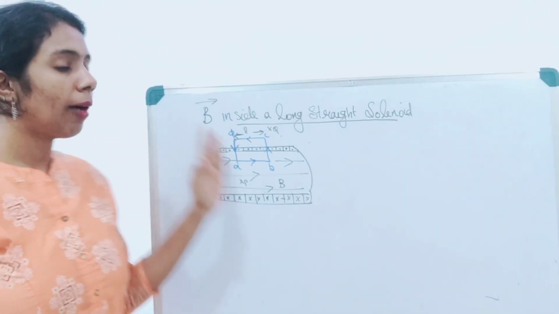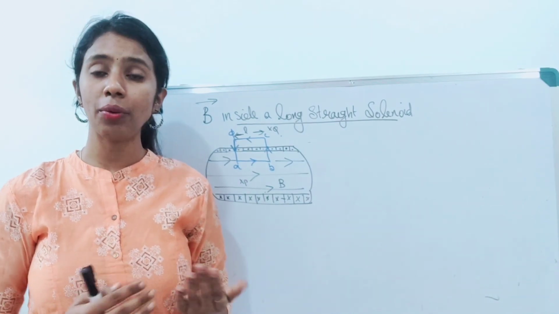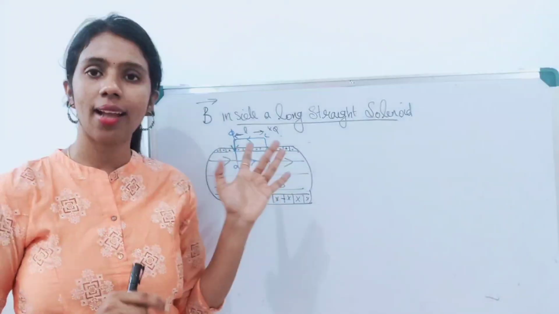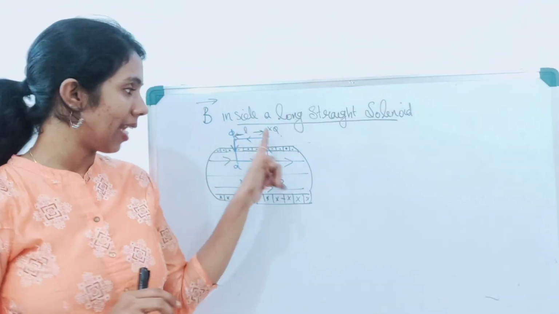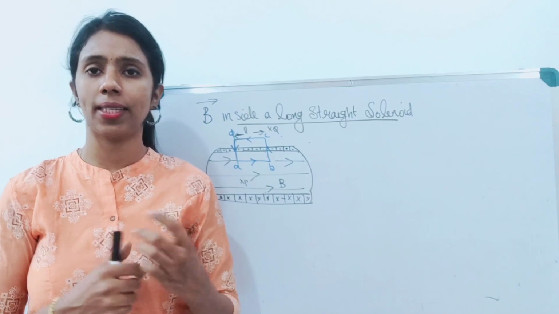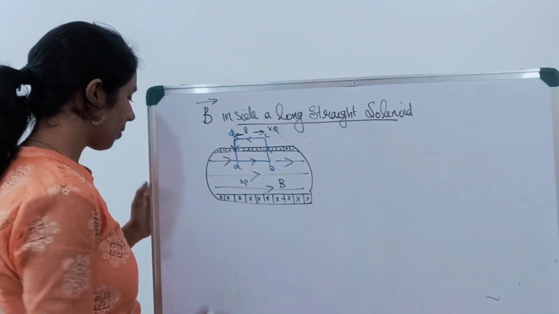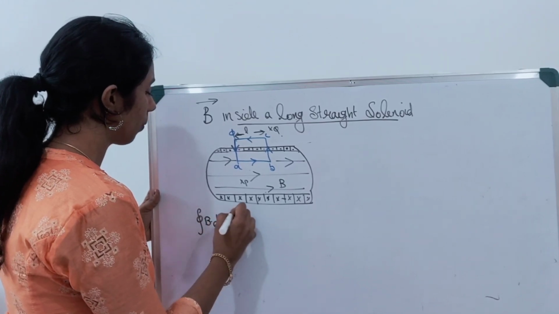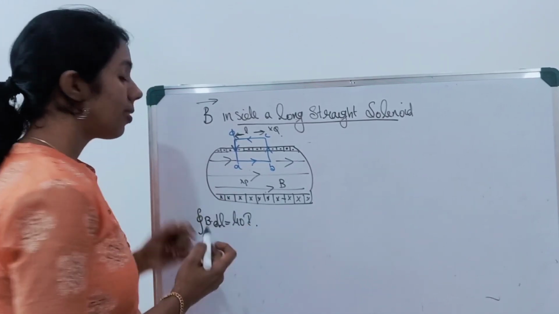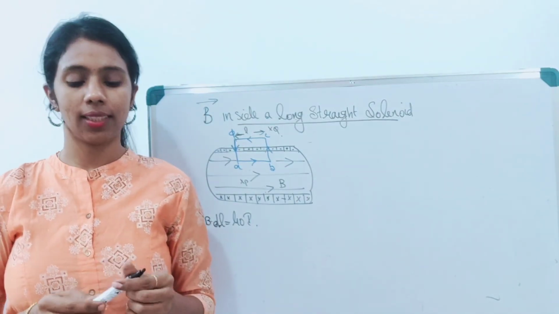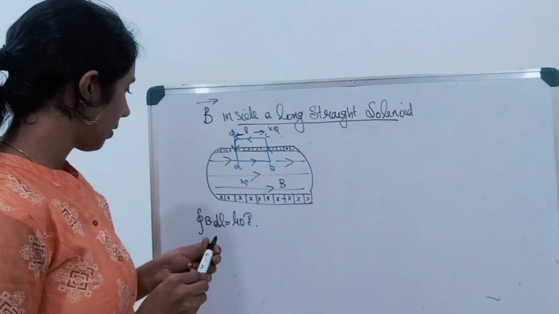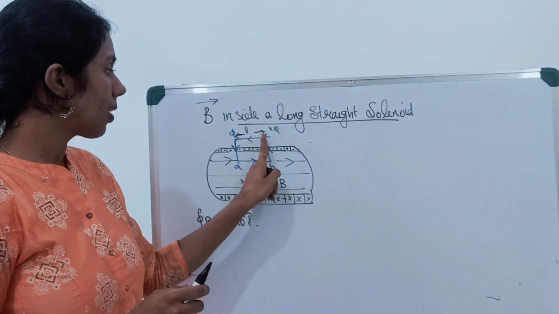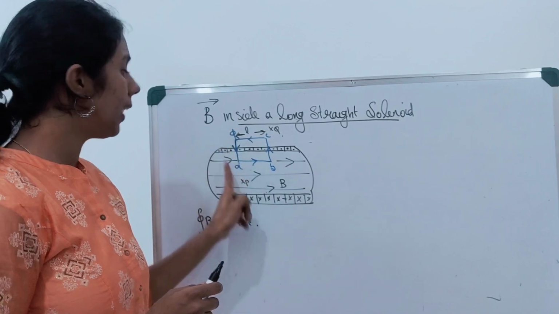In order to apply Ampere's circuital law, we have to consider an Amperian loop. ABCD is a rectangular Amperian loop of length L. According to Ampere's circuital law, the closed integral of B dot dl is equal to mu 0 I. Since the Amperian loop is rectangular, we have to consider all four sides: A to B, B to C, C to D and D to A.